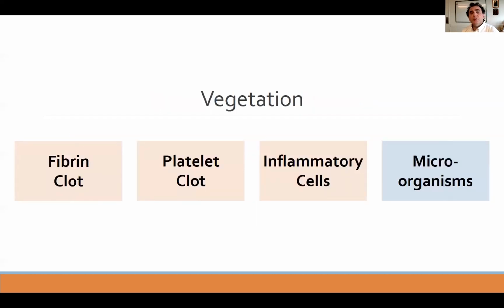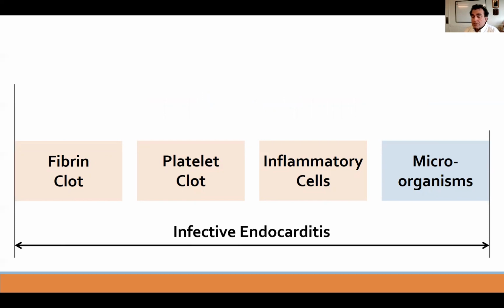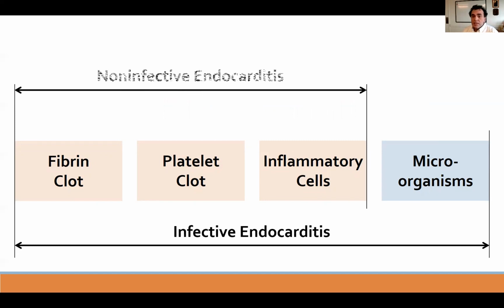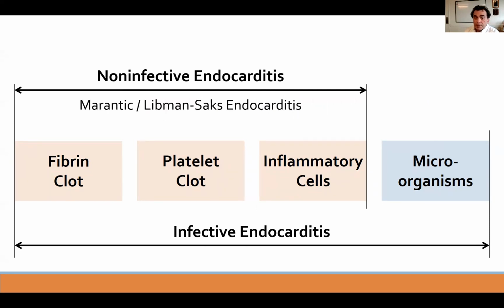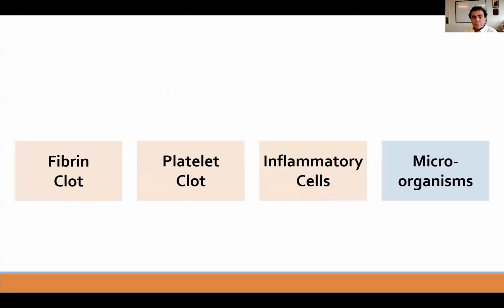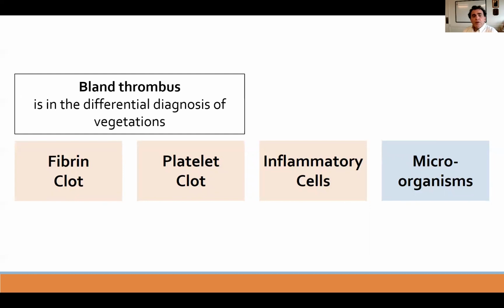So now if we look at the aspect of a vegetation, we have four elements. There is a fibrin clot, a platelet clot, inflammatory cells, and microorganisms. So if we have all four elements, we can talk about infective endocarditis. However, in the absence of microorganisms, we talk about non-infective endocarditis or the thrombotic form of endocarditis. We also call it marantic or Libman-Sacks endocarditis, a particular iteration of non-infective endocarditis. When there is only a fibrin or platelet clot, we talk about a bland thrombus, which is in the differential diagnosis of vegetation.